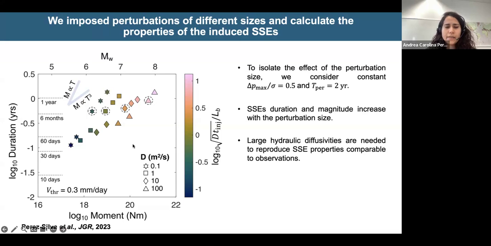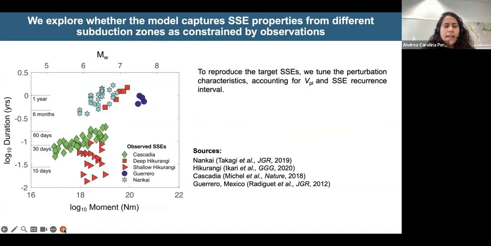One of the interesting results in this plot is the magnitude of the assumed hydraulic diffusivities, which are between 0.1 meters squared per second and 100 meters squared per second. So this is quite large, much larger by several orders of magnitude than we expect from measurements of this parameter. So we explore what would be required for this model to reproduce the broad range of observations of slow slip events.